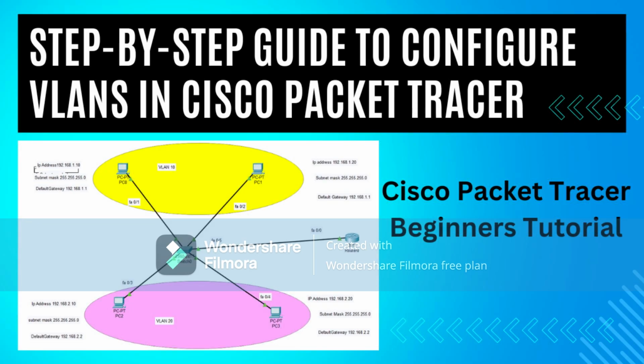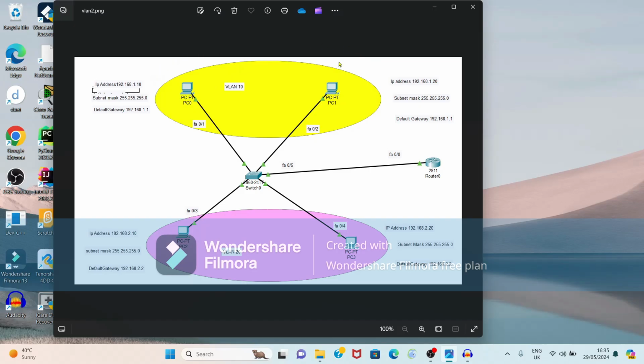In today's video, we are going to learn VLAN configuration in Cisco Packet Tracer. So VLAN is nothing but a virtual local area network. In this video, we'll see how to create two different networks. So I have created one VLAN here. Its number is VLAN 10.